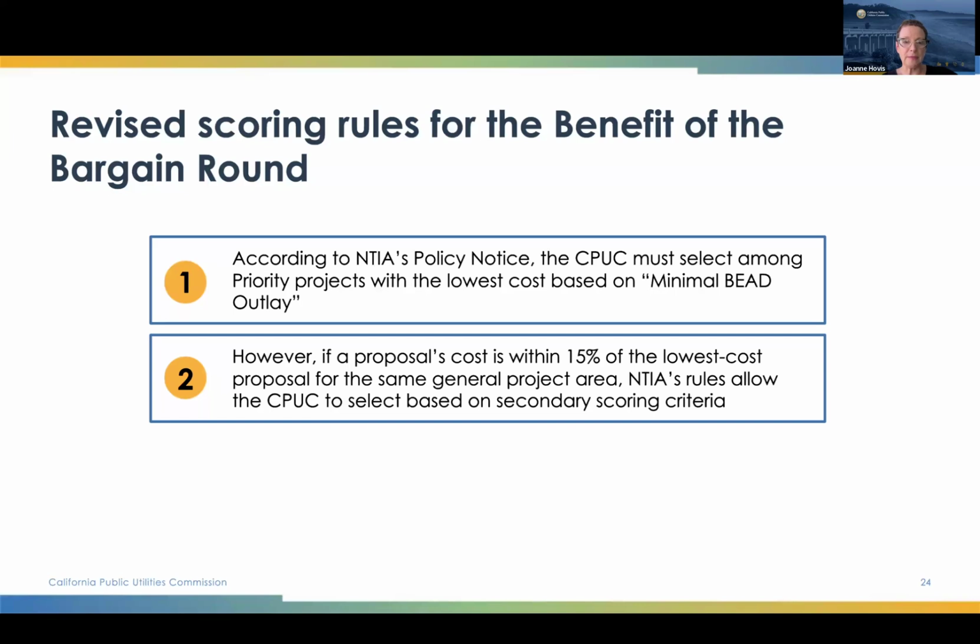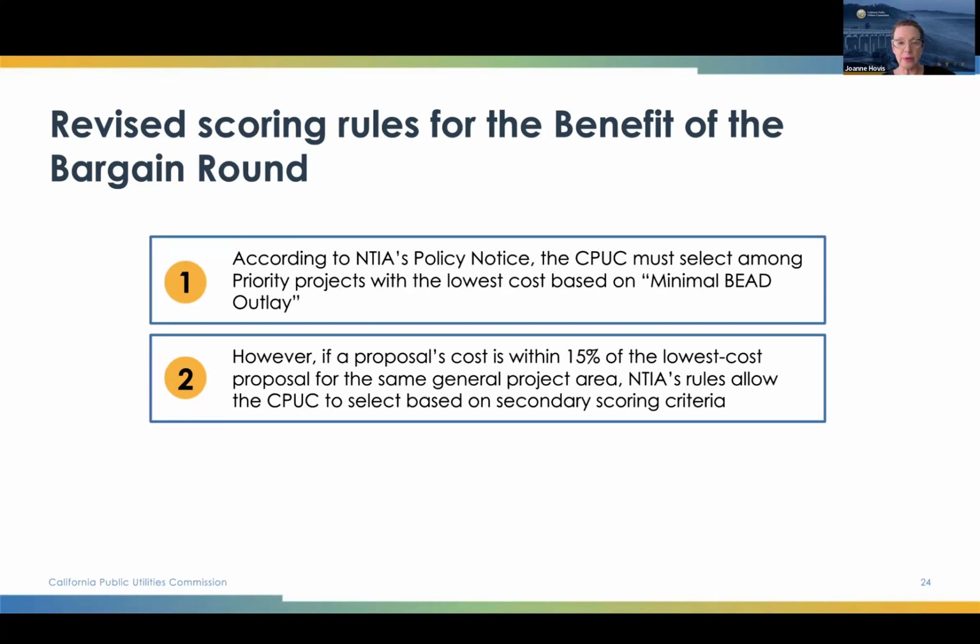So the policy notice makes the sole principal priority, the sole principal determination of score, to be cost, what is called minimal BEAD outlay. According to the policy notice, the states have to select among priority projects based on the lowest cost. So if there are priority projects that are in the same general project area, the selection will be made based on which one is lower cost.